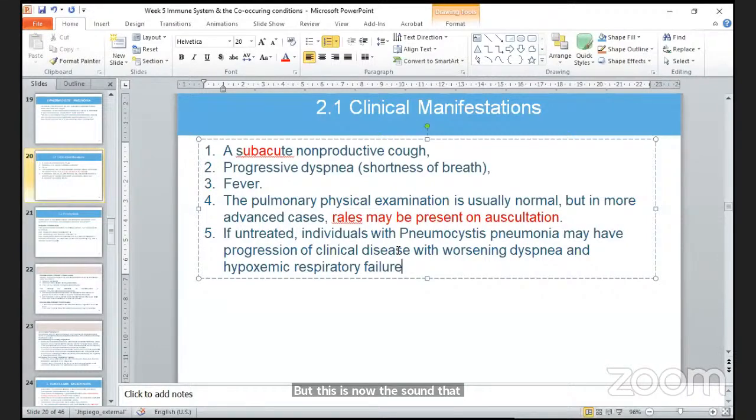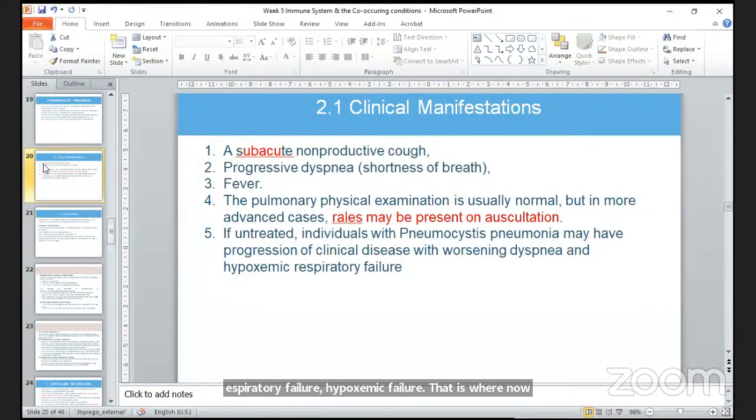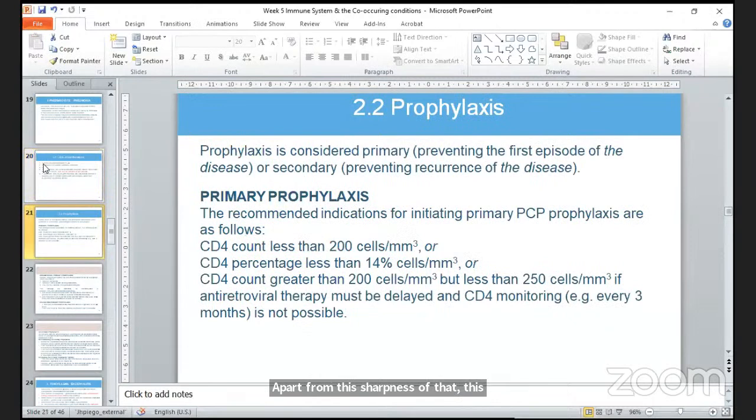If untreated, the disease may lead to what's called hypoxemic respiratory failure. That is where there's a general complication of the respiratory system. Apart from shortness of breath, dyspnea, now there is failure to breathe properly at all.